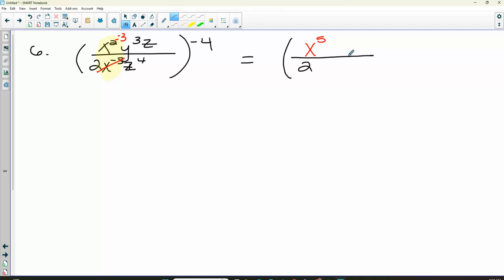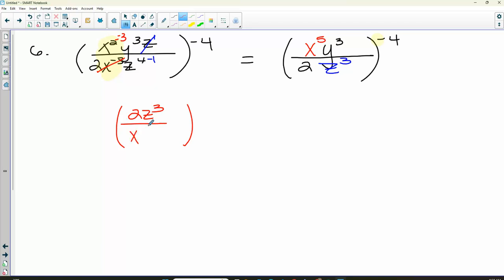Okay, I only have my 3 y's. My z's, this is 1 and that's 4. 4 is bigger, so we're going to bring this down. So 4 minus 1 is 3. So we have z to the 3rd on the bottom. Let's deal with just the negative piece. What does a negative do? Flips it. So I could flip the entire thing. And then my exponent is just +4.